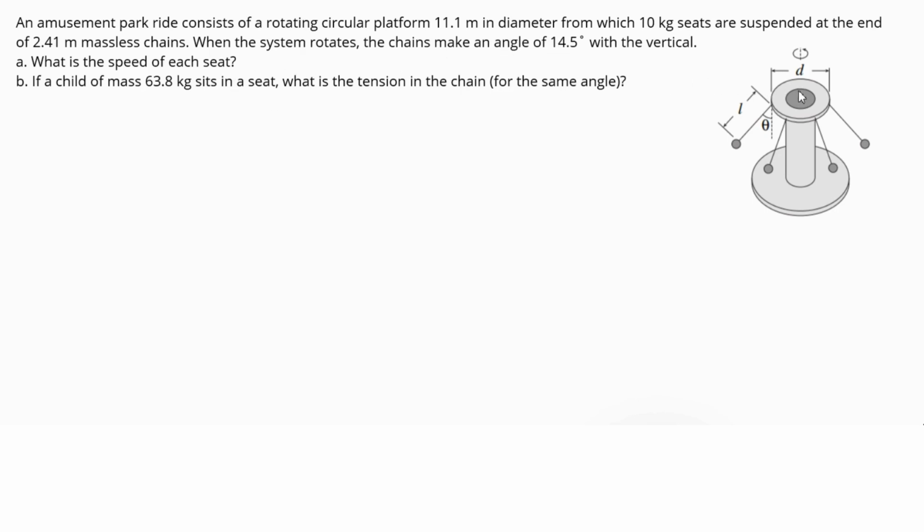Again, if you've ever rotated something like this, the faster you rotate it, the larger these angles become. So the information they give us on the angle should tell us something to do with how fast it's going. How do we take this apart?